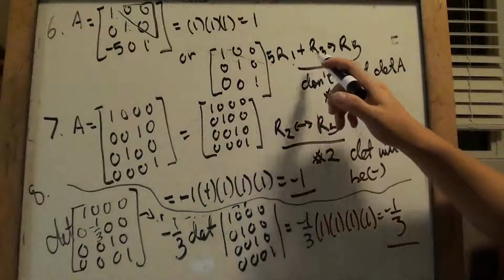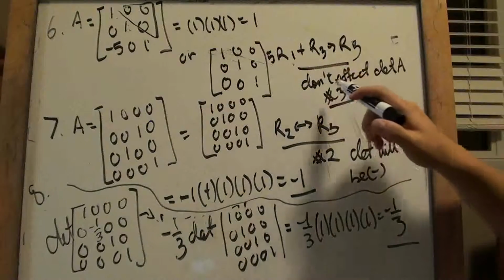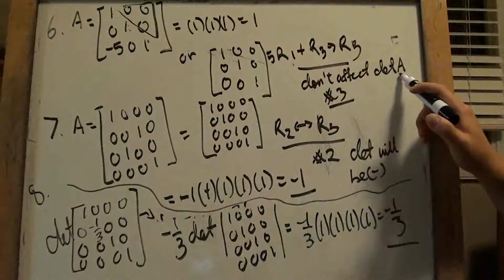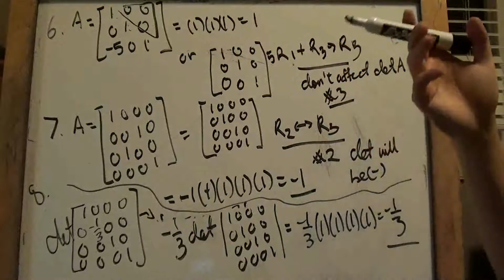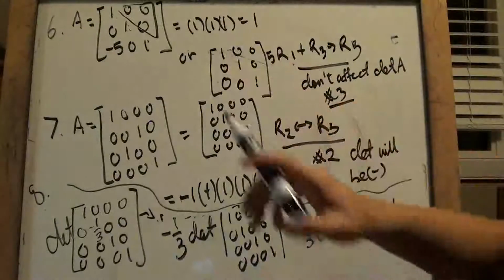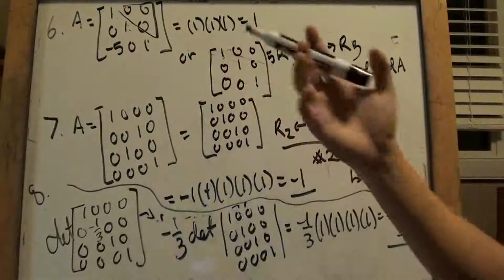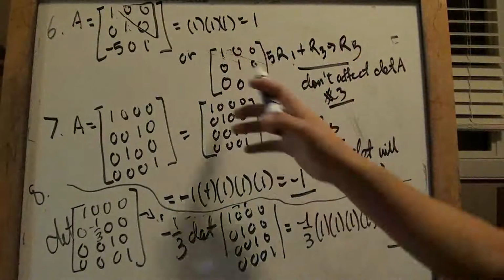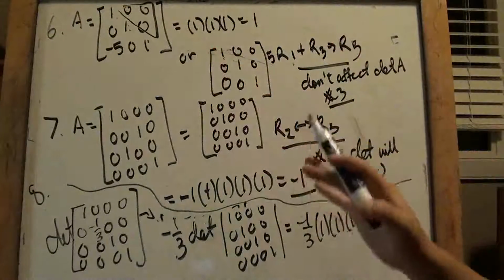So remember, whenever we do elimination, it doesn't affect delta A, determinant A, according to the number 3 from the theorem we talked about. So because of that, it's going to be 1, because it's 1, 1, 1. Same thing. So you don't have to really do this for questions like this, but later we will.